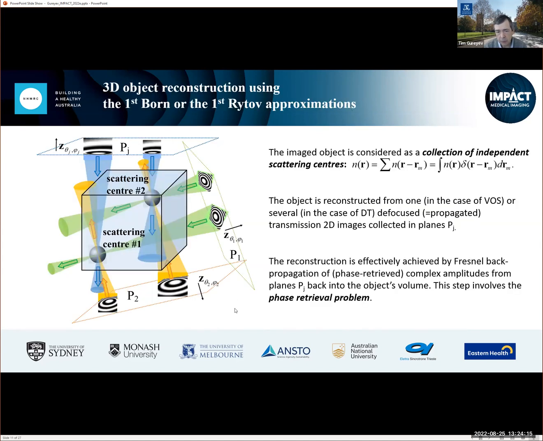Just continuing from what I was saying before, in the process of the three-dimensional reconstruction of the object, we effectively backpropagate the complex amplitudes from the image planes inside the object. We do it for different images, different imaging planes. In the method that I'm going to describe today, the object is effectively represented as a collection of independent scattering centers, or if you like, incoherently scattering centers. That's, of course, a big simplification, but it seems to be working fine.